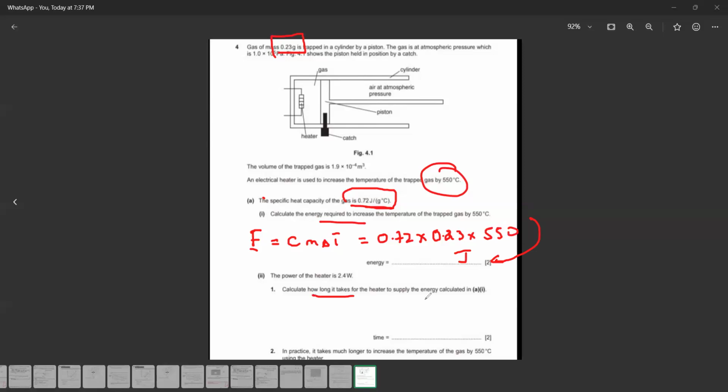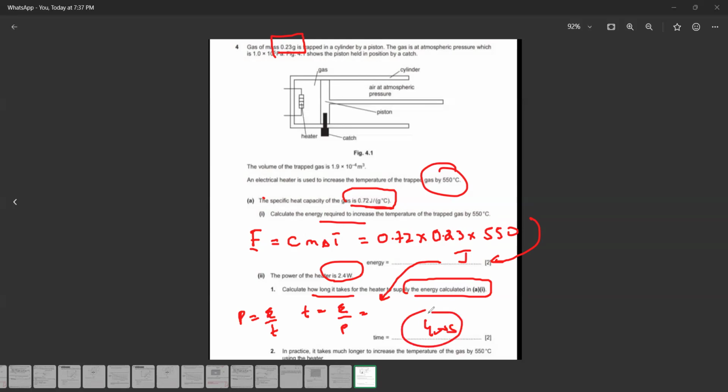Then calculate how long it will take the heater to supply this energy. We know the power, we know the energy, so we need time. Power is energy divided by time, so time is energy divided by power. Energy is the answer here, and the power is 2.4. When you divide, you will get the time it will take. But they might ask, let's say this answer was 400 seconds, but in practice it takes a longer time to reach this.